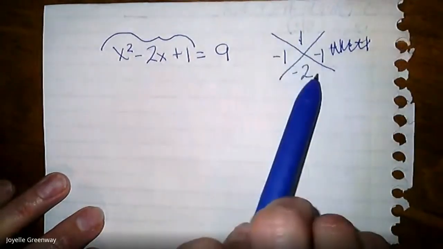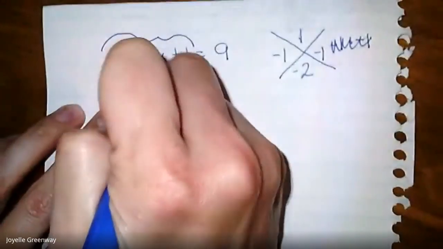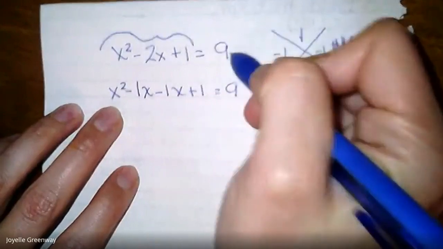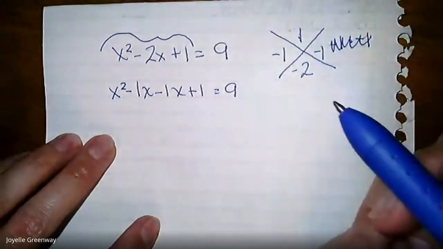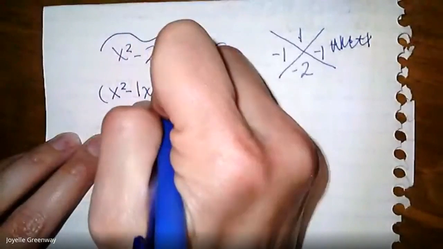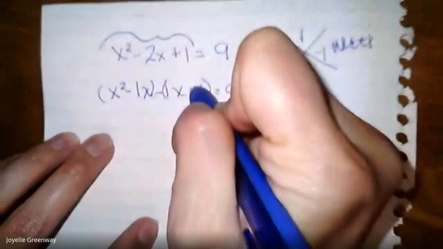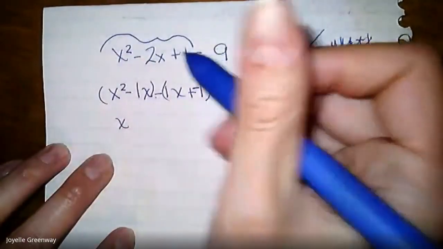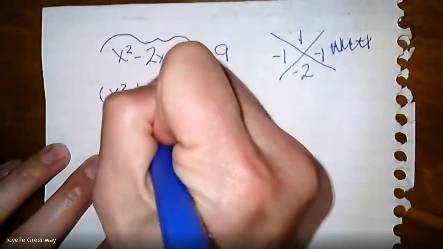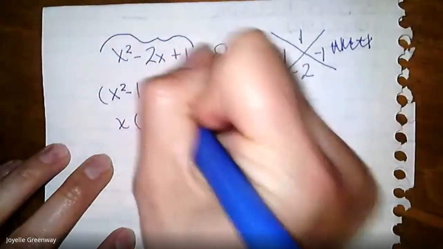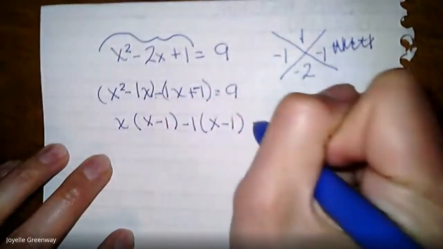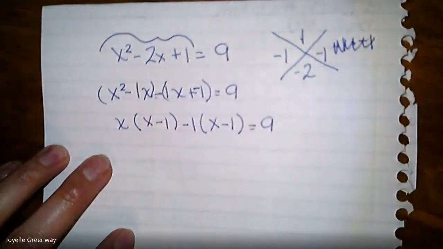So now I'm going to take x squared minus 1x minus 1x plus 1, and that's equal to 9, right? Because it's not 0 anymore. So then I can do my parentheses. That's a negative, so that becomes negative. So now I factor out x, right? And I'm left with x minus 1. My minus, I'm going to factor out a 1, x minus 1, and that equals 9. Okay?